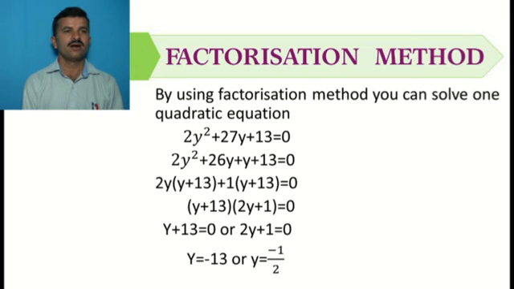Therefore you have to write here y plus 13 is equal to 0 or 2y plus 1 is equal to 0. You have to take the constant to the right hand side. Therefore you can find the values of y: y is equal to minus 13 or y is equal to minus 1 by 2. These two values of y are called solutions of the quadratic equation. If you put minus 13 and minus 1 by 2 in the equation, then LHS is equal to RHS. Therefore y is equal to minus 13 and y is equal to minus 1 by 2 are called solutions of the quadratic equation 2y square plus 27y plus 13 is equal to 0.